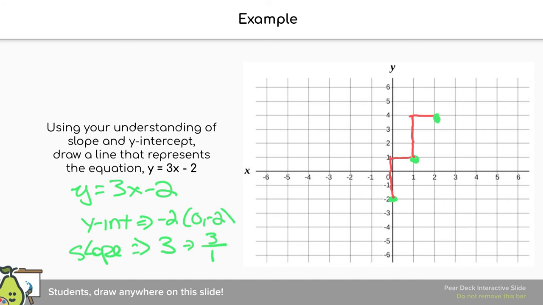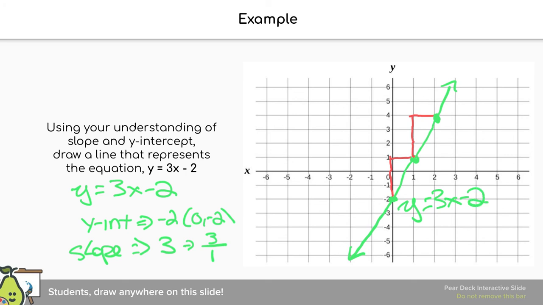So now I have multiple points, and all I need is 2. So let's connect our line. There it is. This line is equivalent to y equals 3x minus 2.